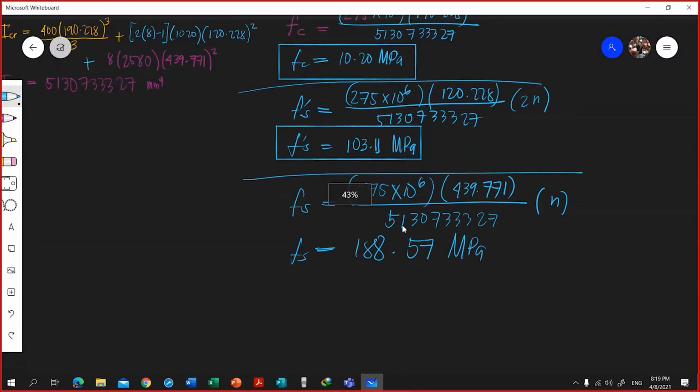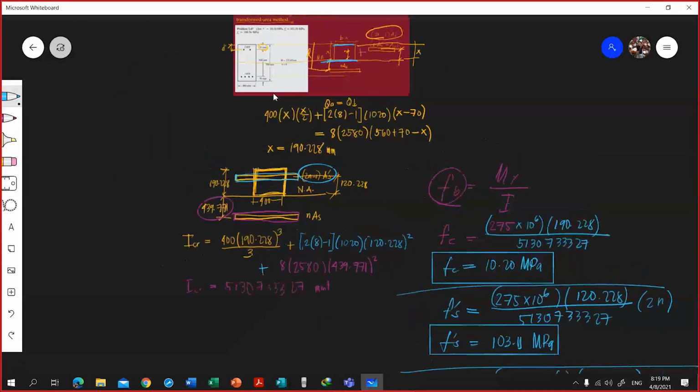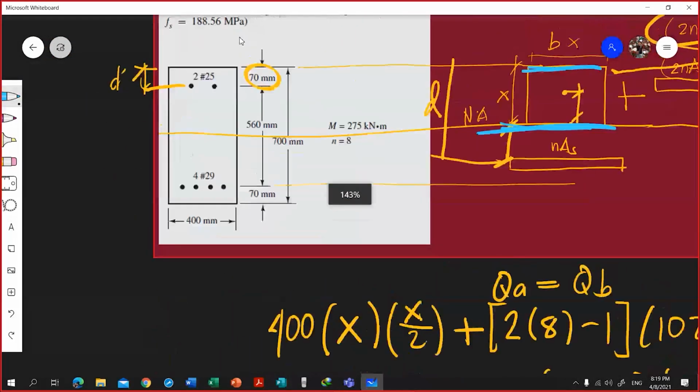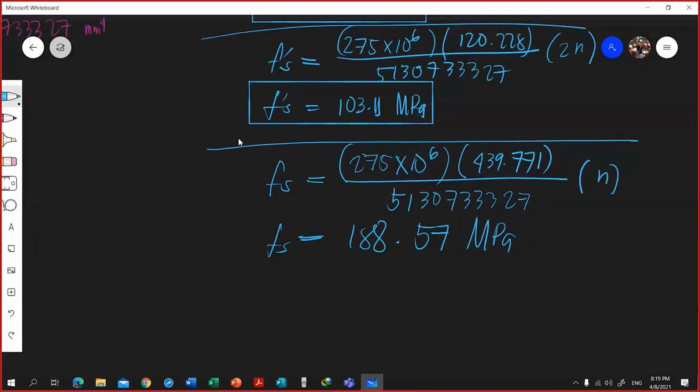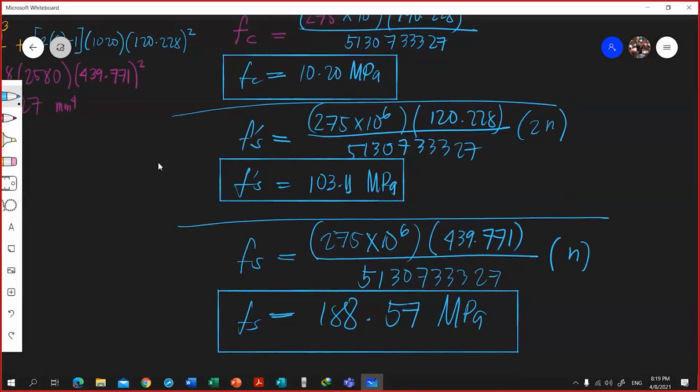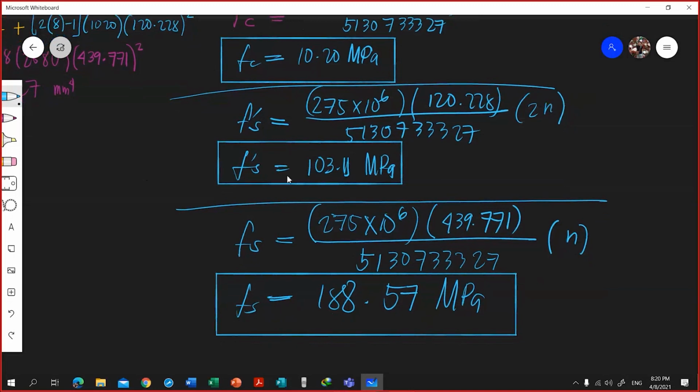Let me check. The answer here is 188.56. So, indeed, our answer is correct. Your Fs is equal to 188.57. So, what are the stresses? 10.20 megapascal for the concrete, the extreme fiber in compression. And your stress of the steel in compression, and the stress of the steel in tension, 188.57.